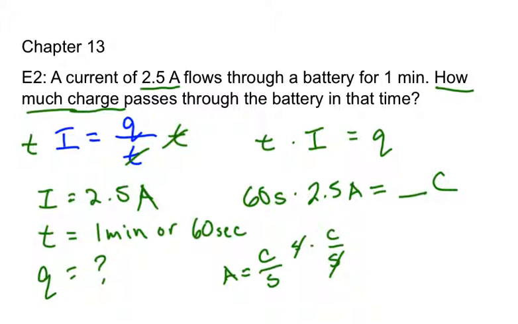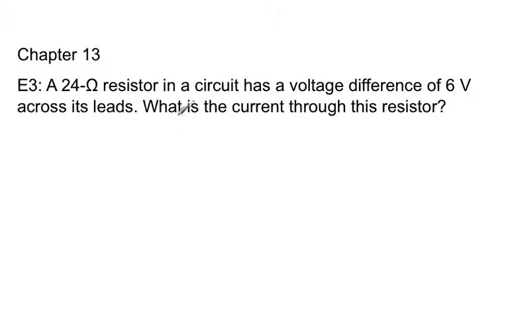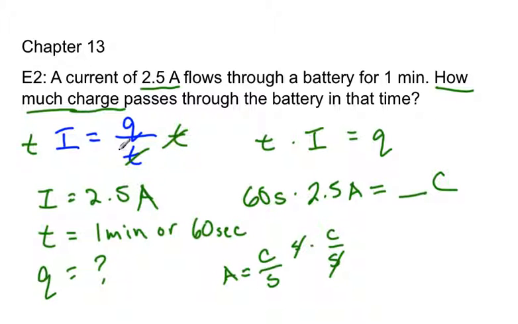Let's try another problem from chapter 13. A 24 ohm resistor in a circuit has a voltage difference of 6 volts across its leads. What is the current through this resistor? Alright, so what is the current? Well, we're not given the charge or the time like we did last time. Here we were dealing with time and charge.